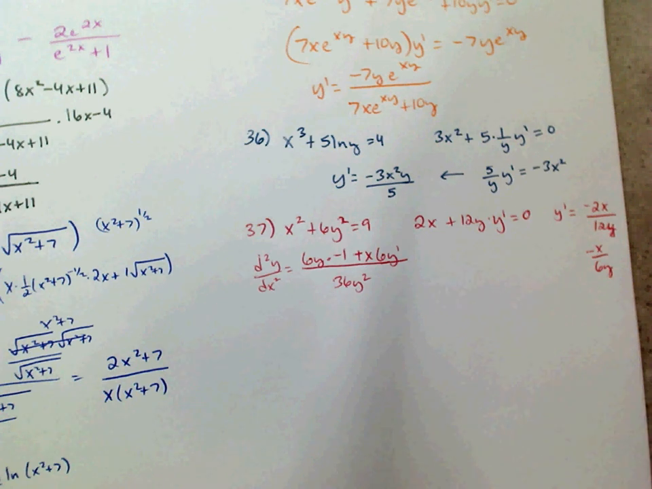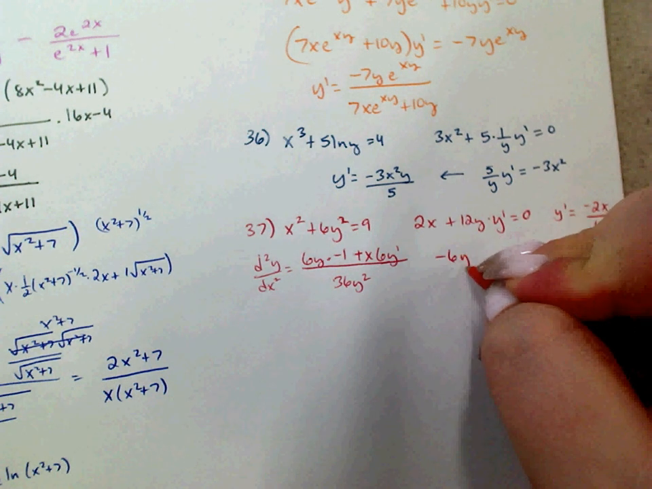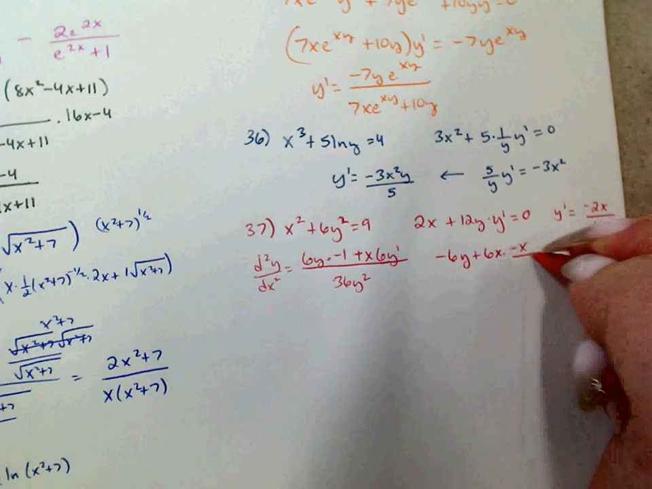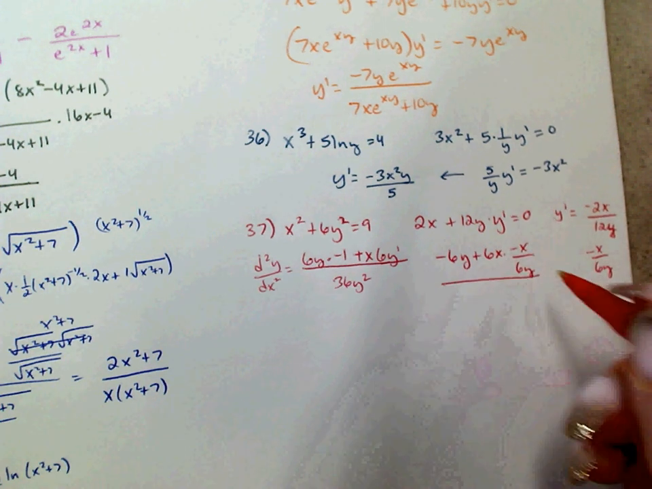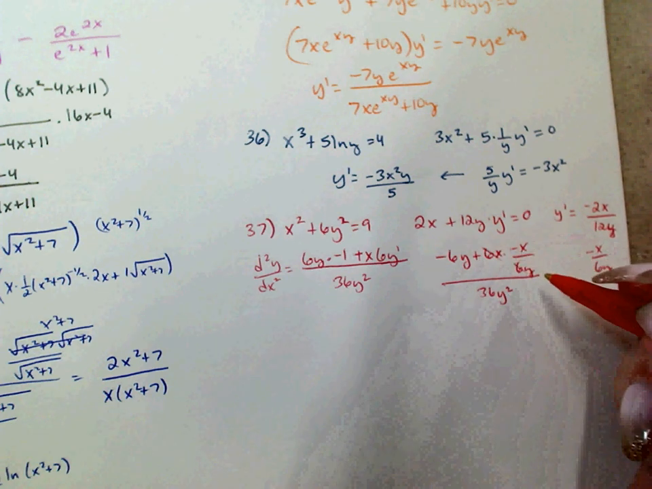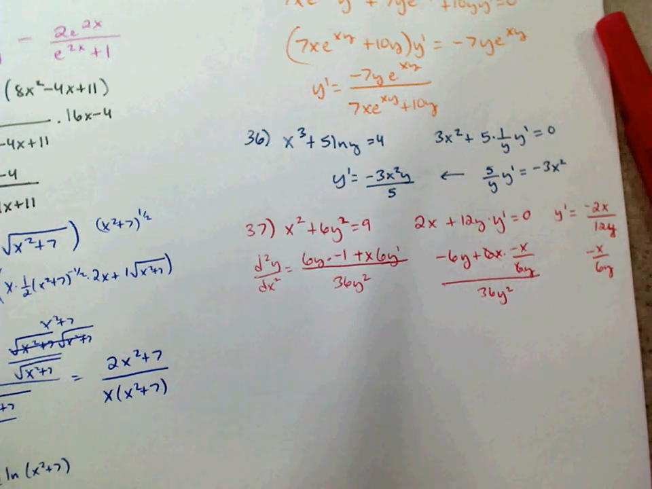I can have my first derivative in my second derivative. So I'm going to write negative 6y plus 6x times y prime, which is negative x over 6y, all over the 36y squared. The 6's simplify out. The y's combine. I'm going to need a common denominator. My common denominator is going to be y, so I'm going to multiply by y.